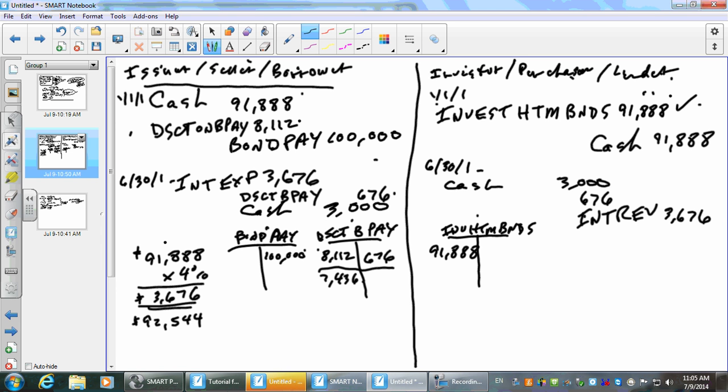Okay, so what is this going to be? Let's see, I've got a debit to cash and a credit to interest revenue. What do you think that debit's going to be for amortizing the discount? Where's the discount? In investment in held to maturity bonds. How are you going to get rid of that discount? How are we going to get this 91,888 up to 100,000? We're going to keep debiting it. So guess what you debit? Investment held to maturity bonds.